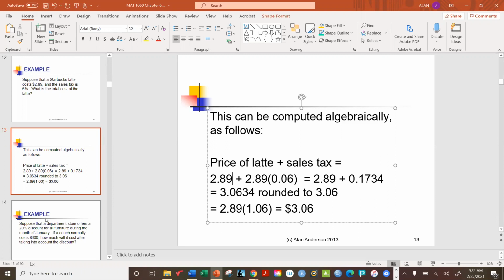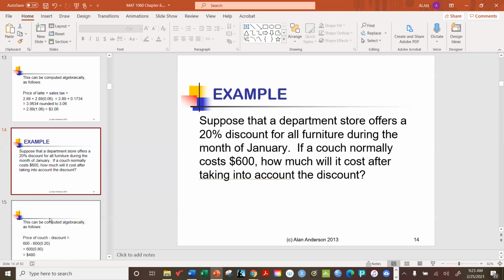All right, anyway, now how about this one though? Here's a department store that's offering a 20% discount for all furniture during the month of January. So suppose you say to yourself, you know what, that couch we have in our room is all beat up. We need a new one. Let's go buy one. It's on sale. How much will we actually have to pay for it after taking into account the discount?